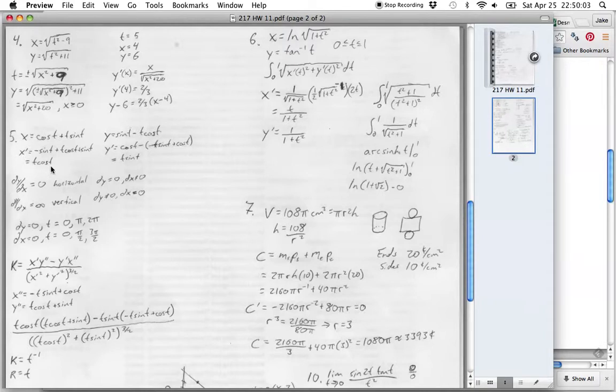So since we have these already set, we can see that where dy is equal to 0, well, that's t at 0, pi, and 2 pi. So those are horizontals.